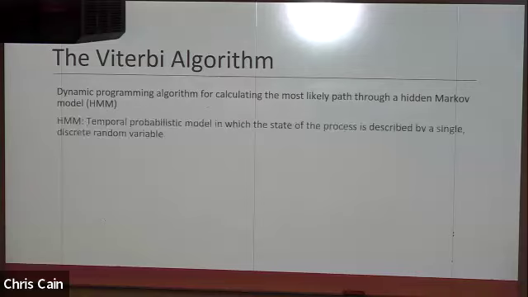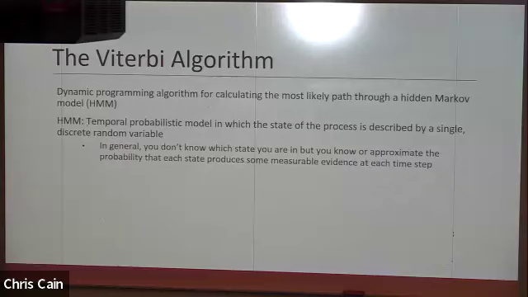So it's a temporal probabilistic model. The state of the process is described by a single discrete random variable. So umbrella determining rain. In general, we don't know which state we are in, raining or not raining, but we know the approximate probability based on some measurable evidence like umbrella. That is called a hidden Markov model because, again, what's hidden is the state that we are in.